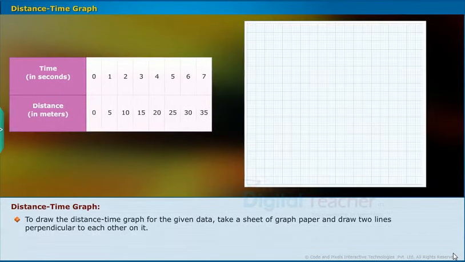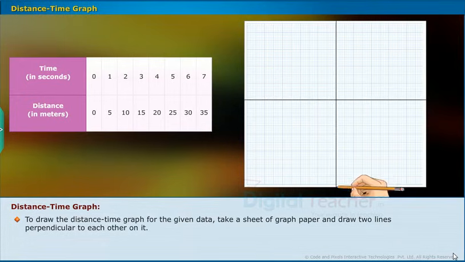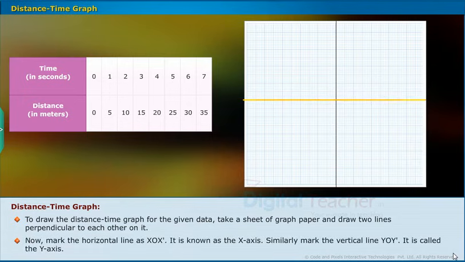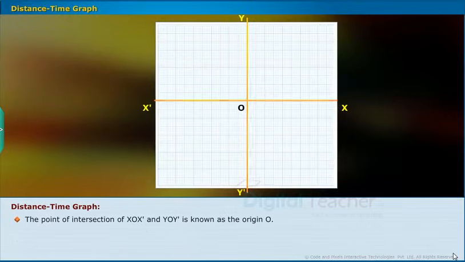To draw the distance-time graph for the given data, take a sheet of graph paper and draw two lines perpendicular to each other on it. Now mark the horizontal line as XOX'. It is known as the x-axis. Similarly, mark the vertical line YOY'. It is called the y-axis. The point of intersection of XOX' and YOY' is known as origin O.